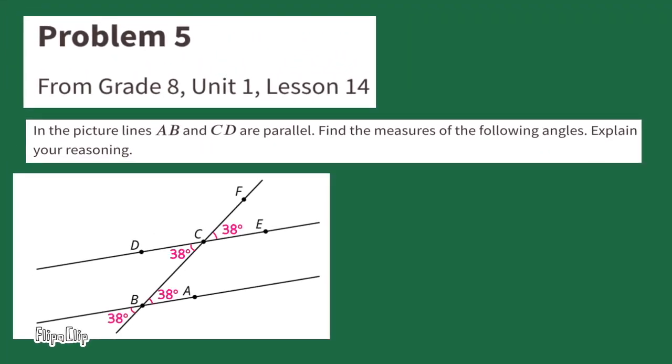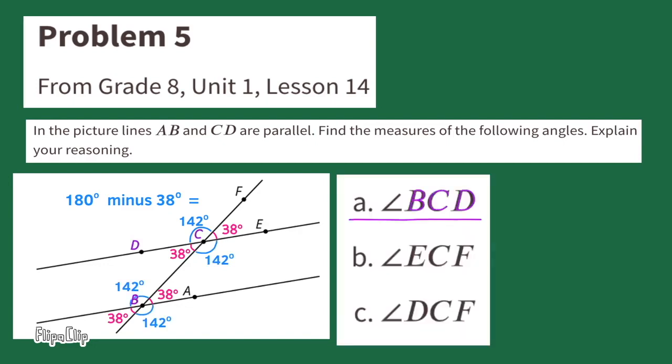And now we can find the remaining angle measures because we know that the straight line is 180 degrees. So 180 degrees minus 38 degrees equals 142 degrees. And now we know the angle measure for the rest of the missing angles. Now we're all set to answer the questions.